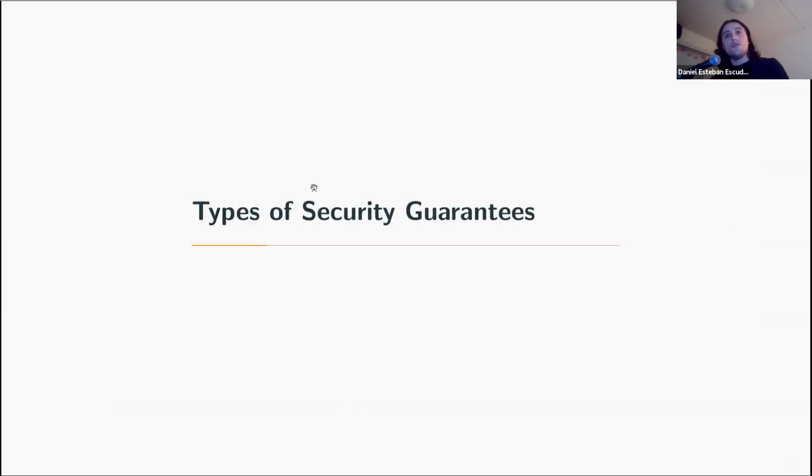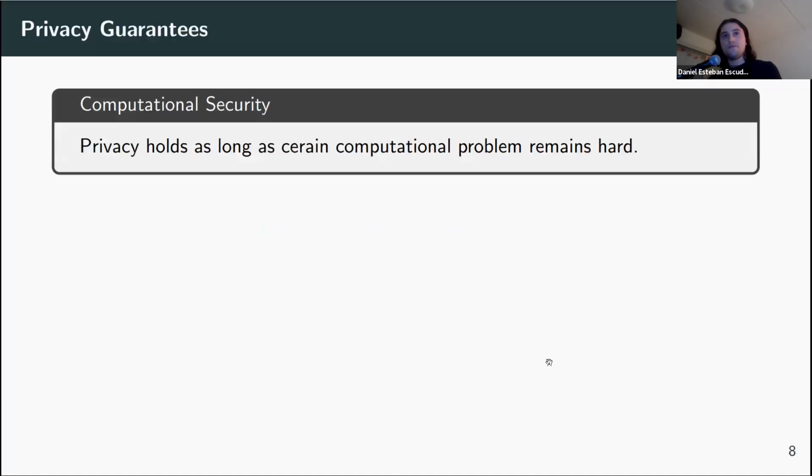All right. So now let's talk about types of security guarantees. What does it mean for a protocol to be secure? As I said, let's keep that intuitive definition. It means the adversary, who is corrupting a subset of the parties, cannot learn the inputs from the other parties that are not corrupted. But what does it mean to not be able to learn something? In that case, we distinguish between three notions.